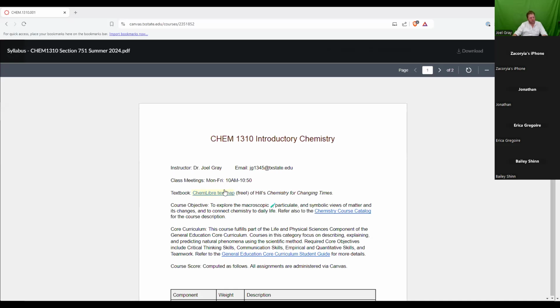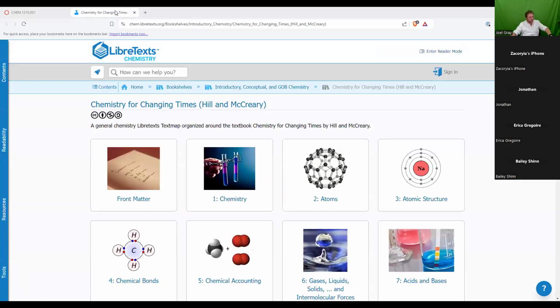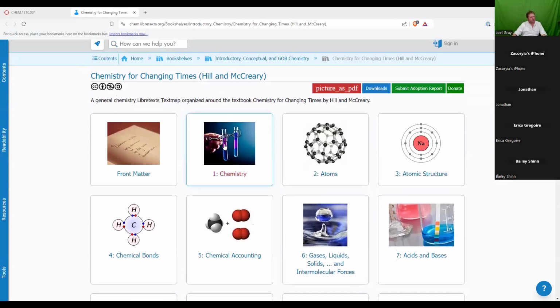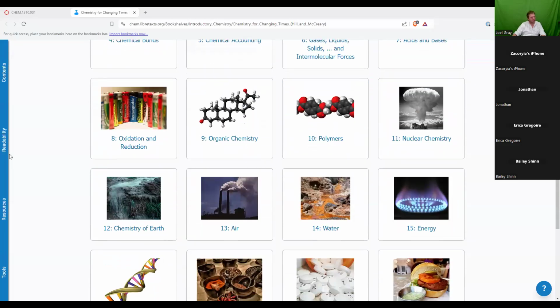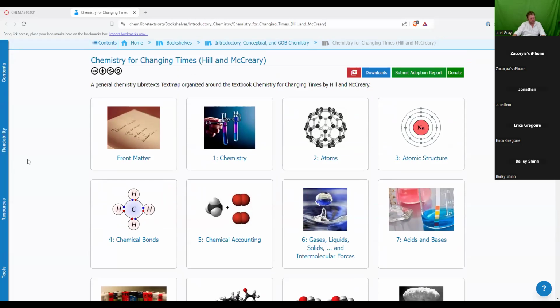I'll reference materials that you need to review and look at. This page right here is how you can go to it. So basically this covers chemistry, atoms, atomic structure, chemical bonds, chemical accounting, gases, liquids, and solids, and acids and bases. So 6 of the first 7 are what we're going to focus on. We're not going to be dealing with the last portions of this. But anyway, that's what we're going to be doing.